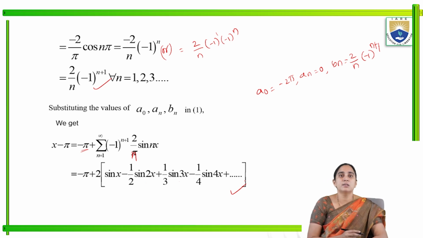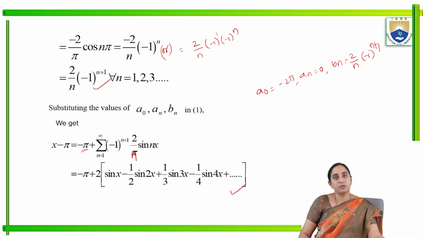This is the required answer for the function x minus pi within the interval minus pi comma pi. This is the concept for finding the limit points for minus pi comma pi. Okay, next question.